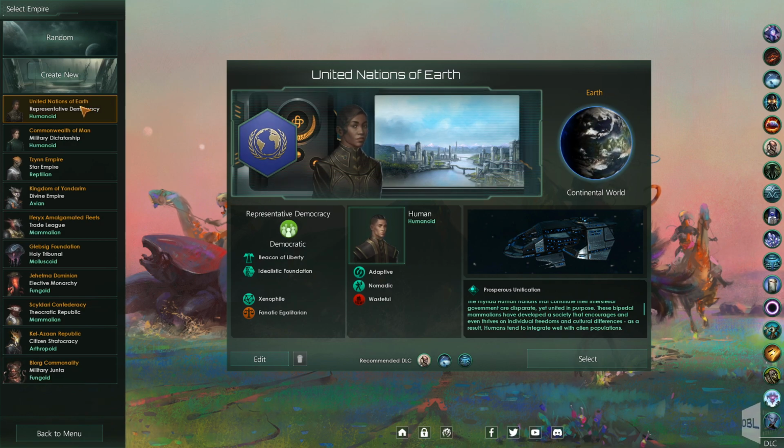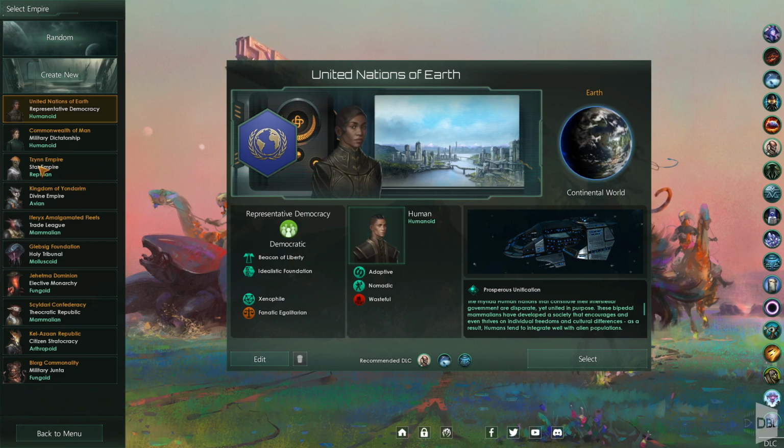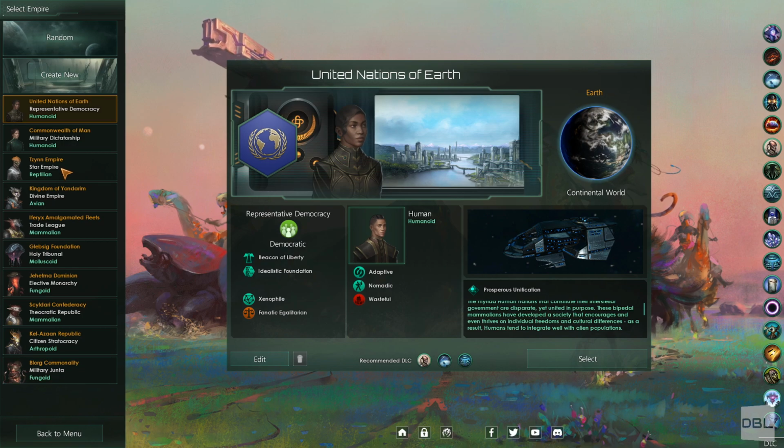So we've got United Nations of Earth, Commonwealth of Man, their military dictatorship, also humanoid. So even though they're humanoid, I don't really see myself wanting to run a military dictatorship. Now we got to get into the alien names. Zin? I would say Zin. Zin Empire? Star Empire. And they're reptilian.